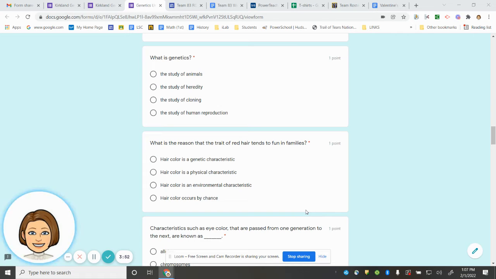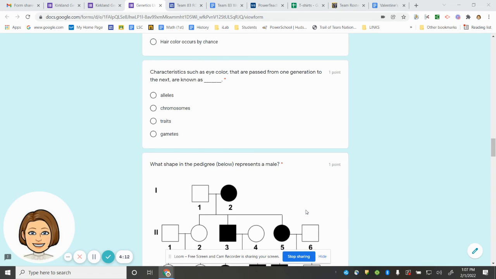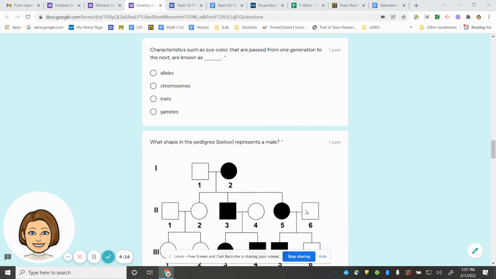Number 12. What is the reason that the trait of red hair tends to run in families? Hair color is a genetic characteristic. Hair color is a physical characteristic. Hair color is an environmental characteristic. Or hair color occurs by chance. Number 13. Characteristics such as eye color that are passed from one generation to the next are known as what? Alleles, chromosomes, traits, gametes.